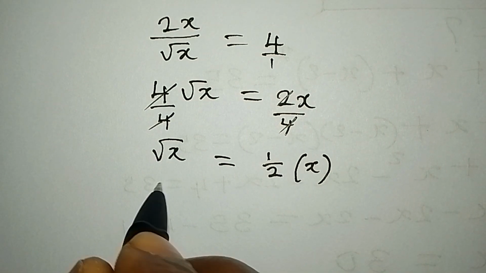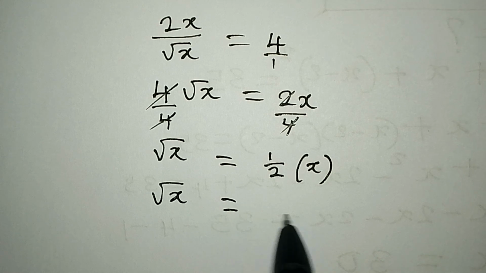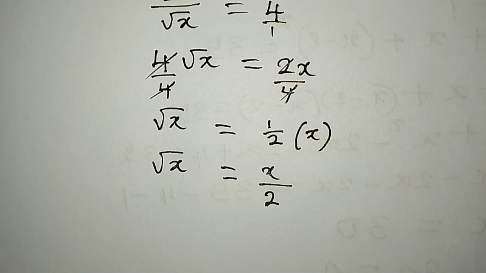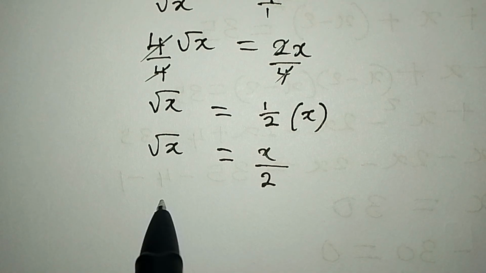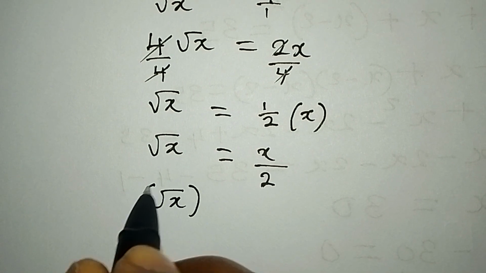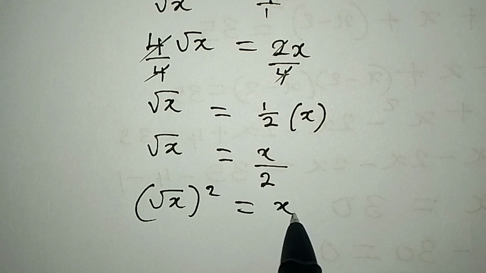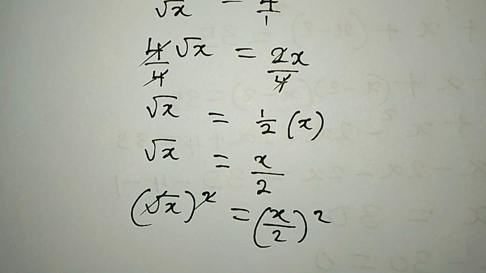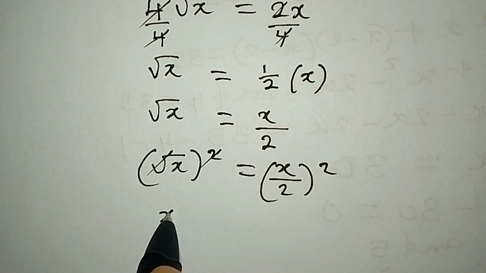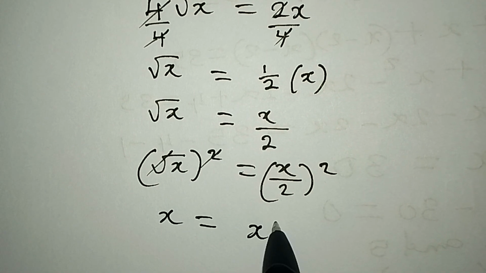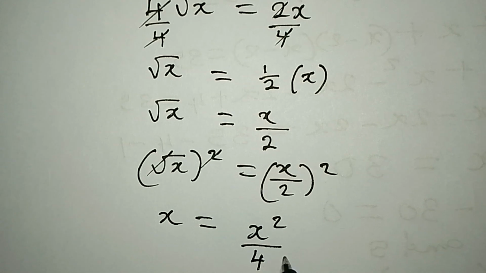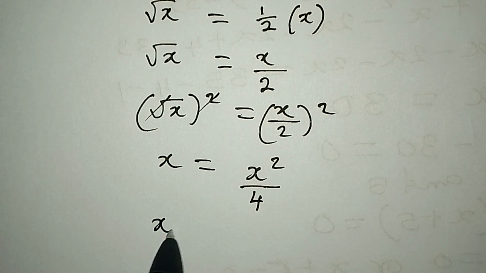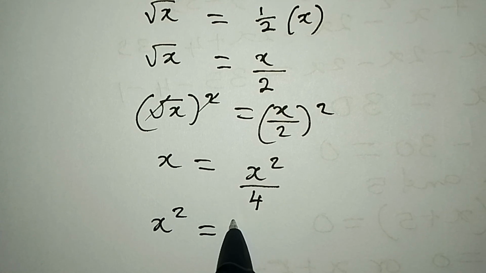And this equally means that square root of x is going to be equal to x over 2. So what do I do? Square both sides. So that square root of x squared will be equal to x over 2 squared. This will go with this. And now our x will be equal to x squared over 4. Now what do you do again? Cross multiply. So that x squared will be equal to 4x.